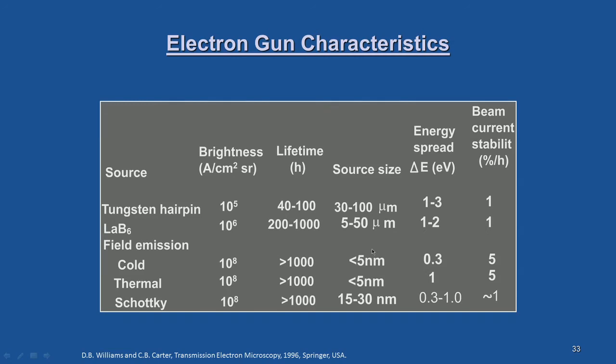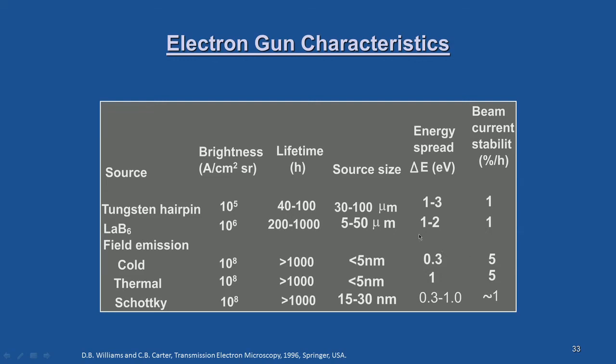You will appreciate the importance of the probe diameter when we discuss the operation as well as the image forming capability of different microscopes. This is how the field emission gun is superior, because it is able to form a very fine crossover of less than 5 nanometers. Also, the energy spread is very small compared to the thermionic sources, and the stability is also much higher.